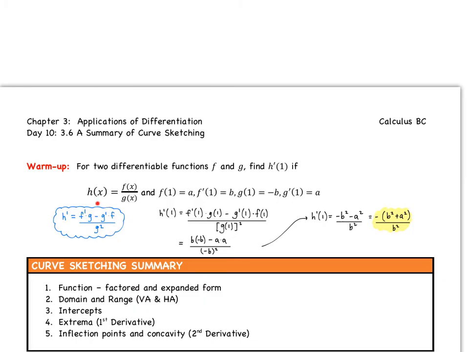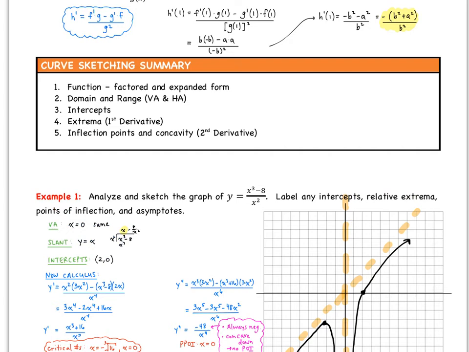Okay, so if you needed that reminder of our quotient rule, here it is off to the side. I think of it as low d high minus high d low all over low low, but everyone's got their song. So now we just have to plug in, and we're given all of this information, and we do our substitution, we clean everything up, and when all is said and done, we get our final answer of h prime of 1 equals the opposite of b squared plus a squared all over b squared.